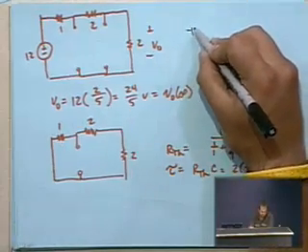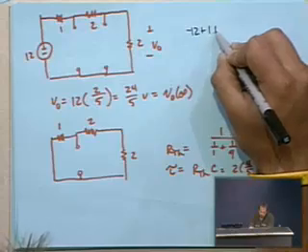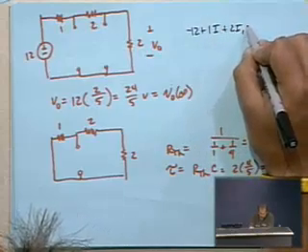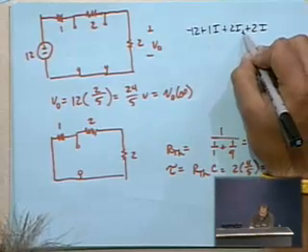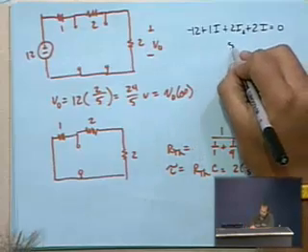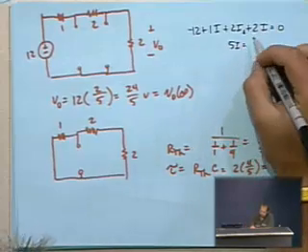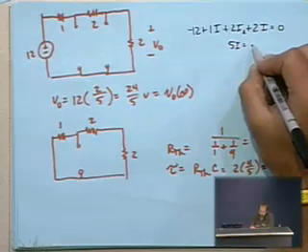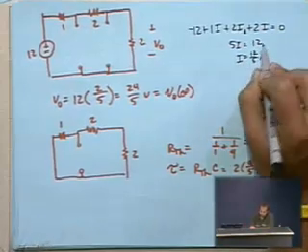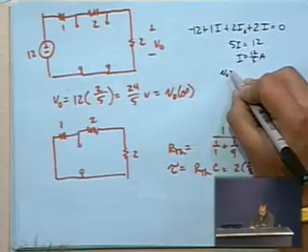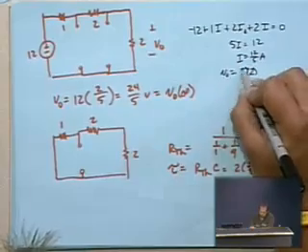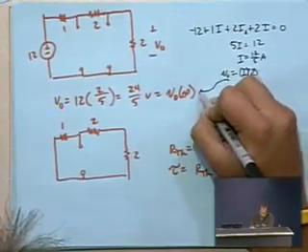If you did that, you'd have negative 12 plus 1 times I plus 2 times I plus 2 times I equals 0, or 5 times I equals 12. So I equals 12/5 of an amp. And the voltage V0 equals I times 2, which is the same as what we got down here.